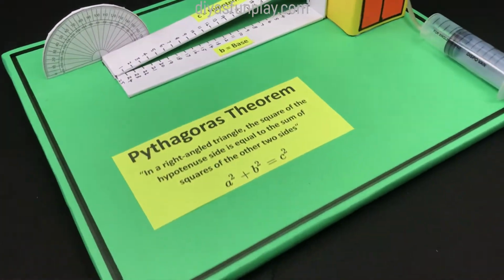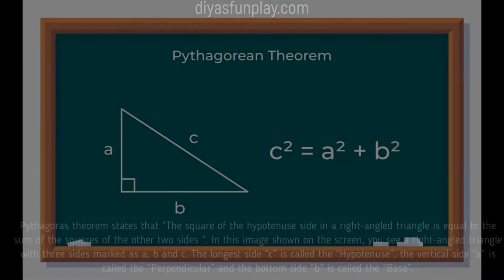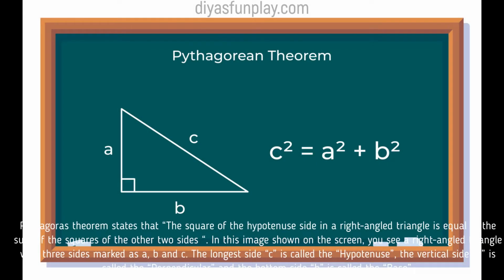In today's video, let's learn what is Pythagoras theorem. Pythagoras theorem states that the square of the hypotenuse side in a right angle triangle is equal to the sum of the squares of the other two sides.